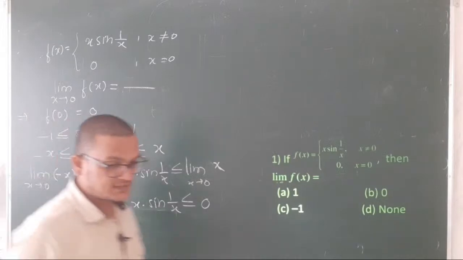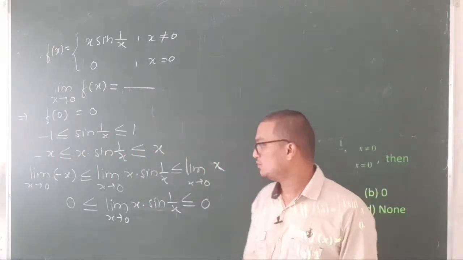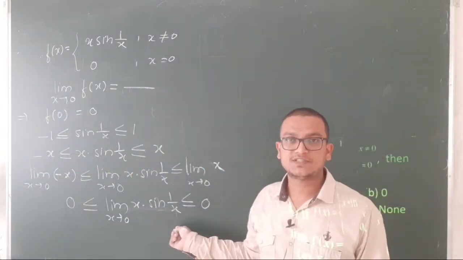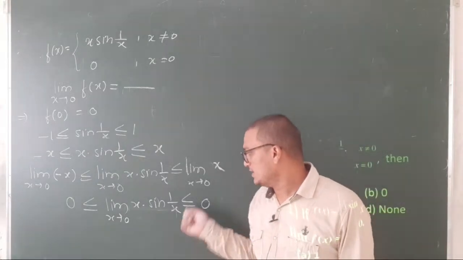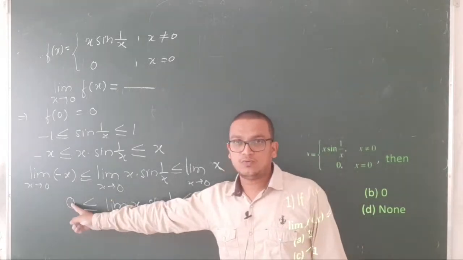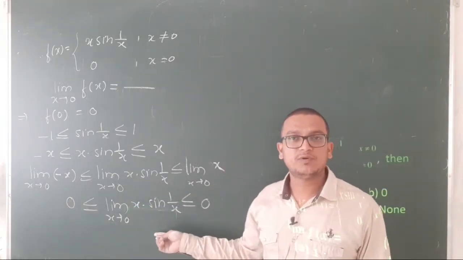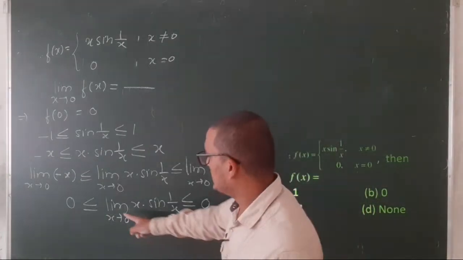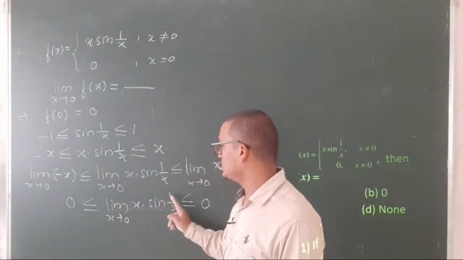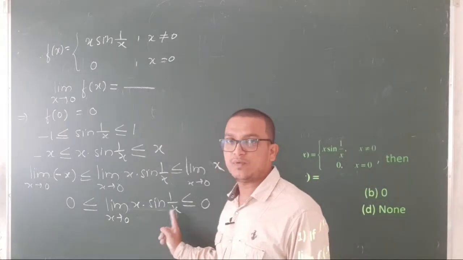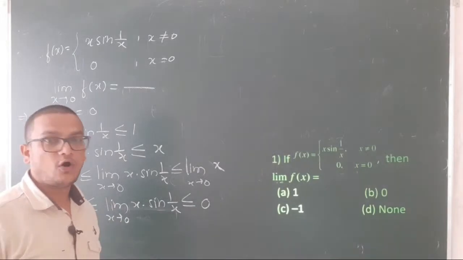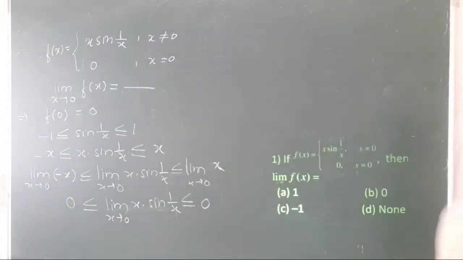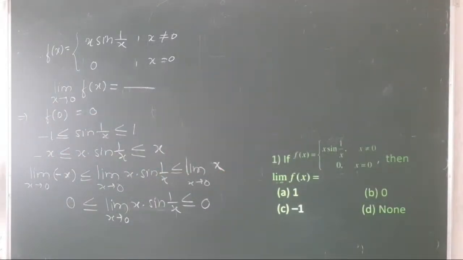I think in the first year you have studied one theorem, the Sandwich theorem. What that theorem says: if this is 0 and this is 0, then automatically the middle part value is going to be 0. So therefore limit x tends to 0 of x into sine of 1 by x will be equal to 0. So option B is correct.